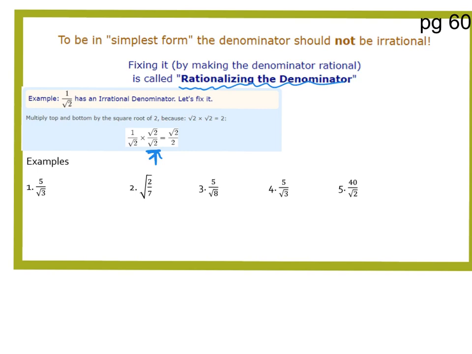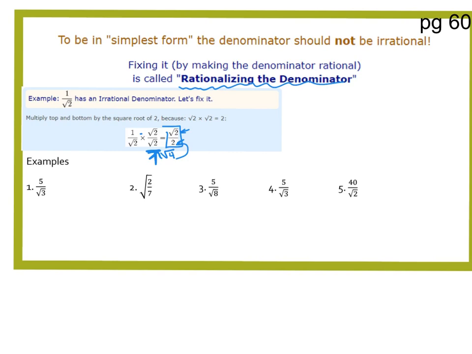They've changed the appearance. Now I want you to look. 1 times the square root of 2 is the square root of 2. Square root of 2 times the square root of 2 is the square root of 4, which is 2. So we're going to rationalize the denominator on each of these.